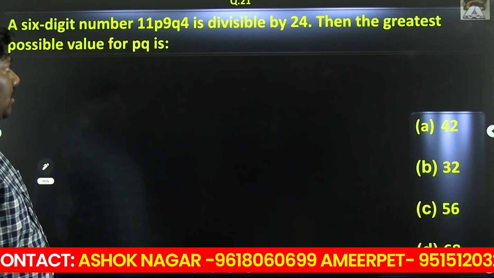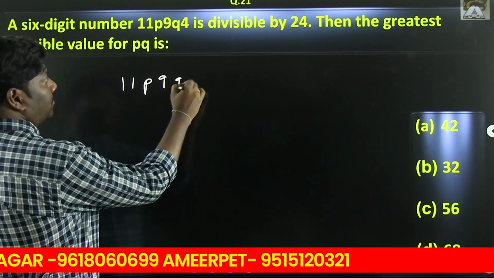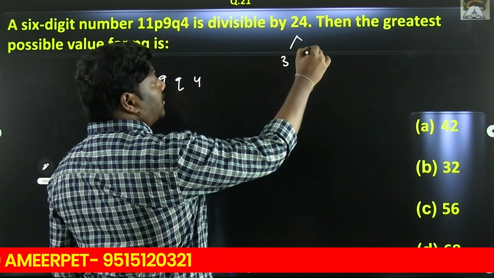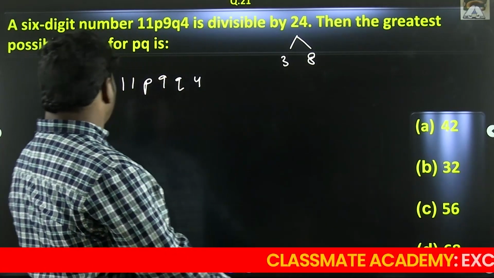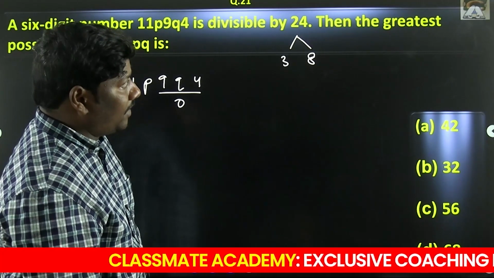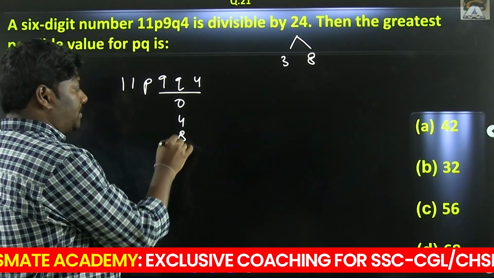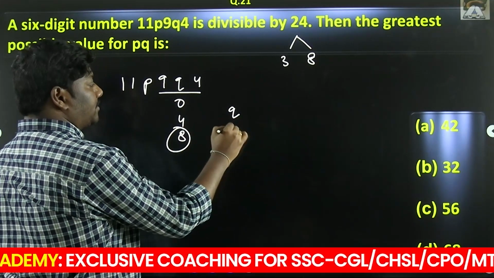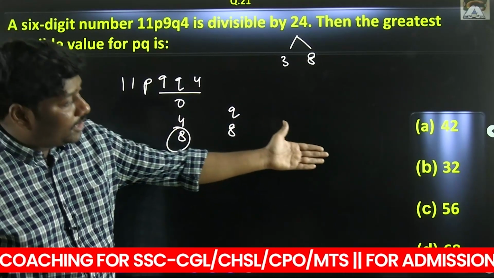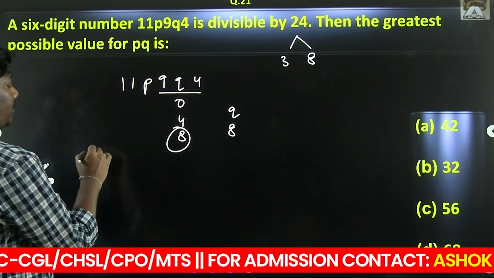A 6-digit number 11P9Q4 is divisible by 24. Divisible by 24 means it is divisible by 3 and it is also divisible by 8. Then the greatest value: see, 904 is divisible, 944 is divisible, 984 is divisible. So the greatest value of Q is 8. So definitely the answer must be divisible by 8. There are two options which are divisible by 8. 32 is also there.